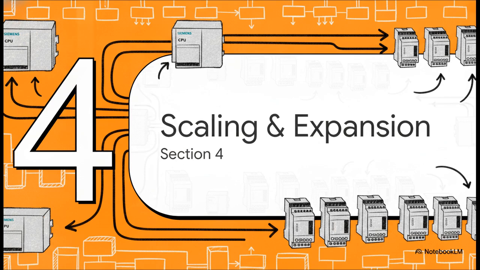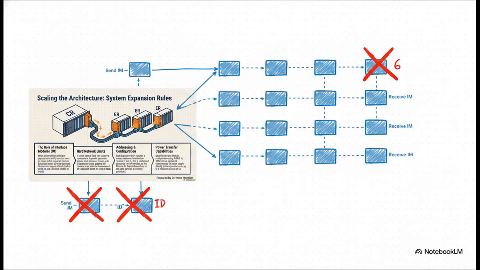Section 4, Architecture Scaling and Expansion. So, how do we solve the problem of a central rack running completely out of physical slots? We deploy expansion racks using interface modules, or IMs. You basically install a send module in the central rack, which routes down to a receive module in the expansion rack. But of course, there are hard network limits in Dr. Mahadian's architecture rules. A single central rack supports a maximum of 4 parallel expansion chains. Each of those chains can then house up to 6 expansion racks. So if you do the math, this strictly caps your network at an absolute maximum of 21 expansion racks per central rack.